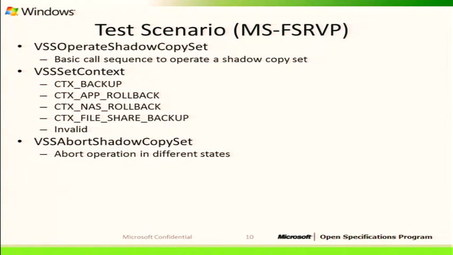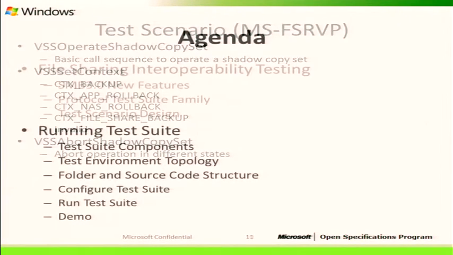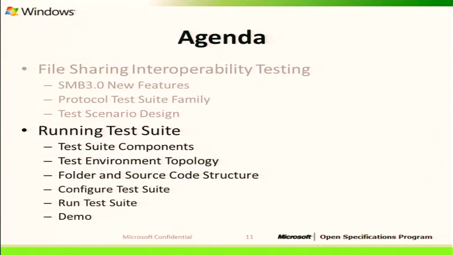And finally, we test the abort operation in different states, such as abort operation after adding the shadow copy or committing the shadow copy. That's the first section of today's agenda. Then let's take a look at the test suite architecture with components. So, any questions so far?